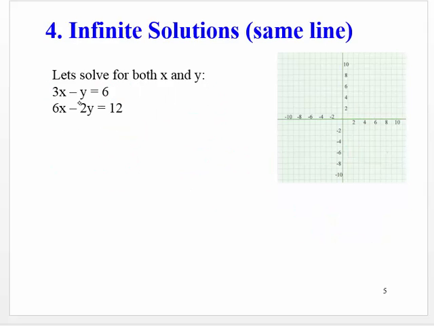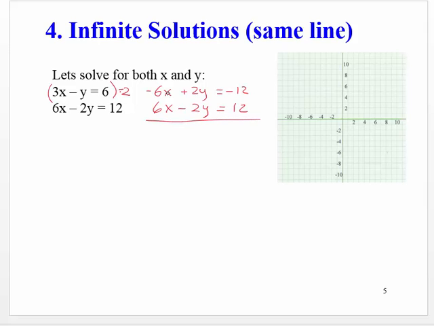One more situation is when we basically have the same line. Now, let's solve these first. If I multiply this one by 2, we get 6x multiplied by minus 2. So we can get the y's to eliminate. We have minus 6x plus 2y is equal to a minus 12. And this is 6x. 6x minus 2y is equal to 12.